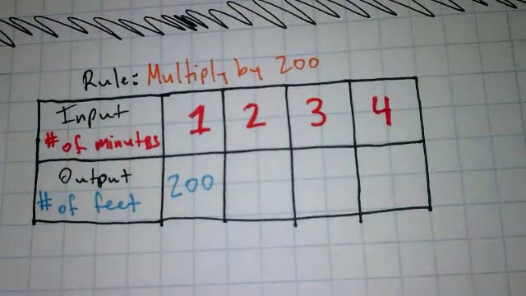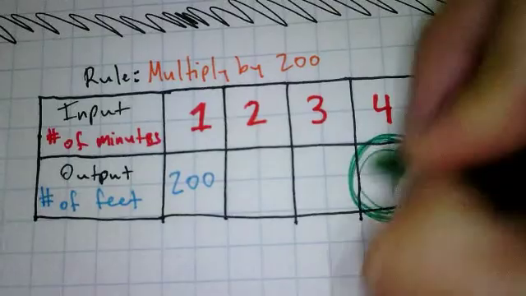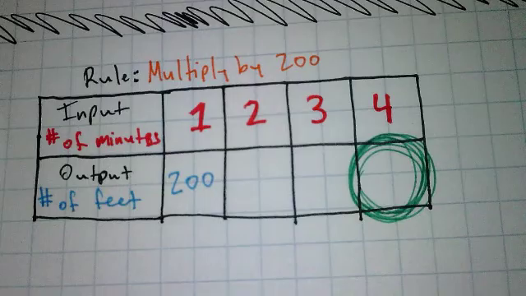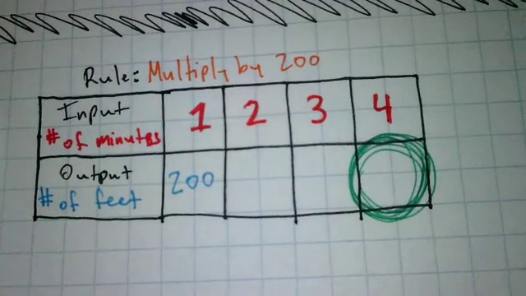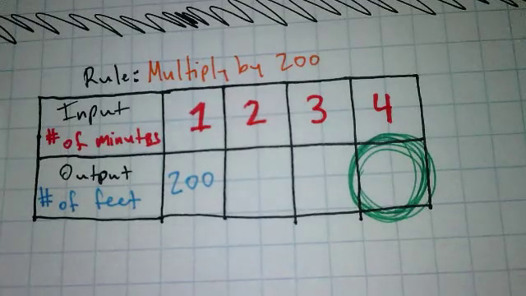Okay. When you get to this number, though, is this number your answer? No. This number tells you how far he's walked in 4 minutes. But that's not what the question is asking. The question wants to know how many feet from his home is he? How much farther does he have to go? So, how far away was he from his house when he started? 1,200. 1,200 feet, right?